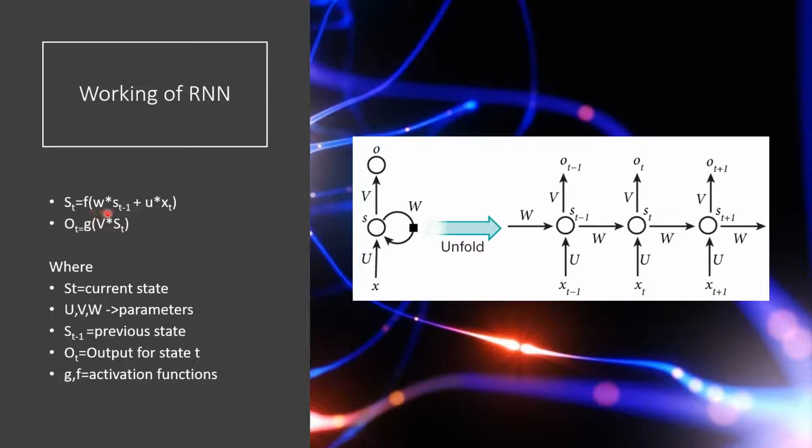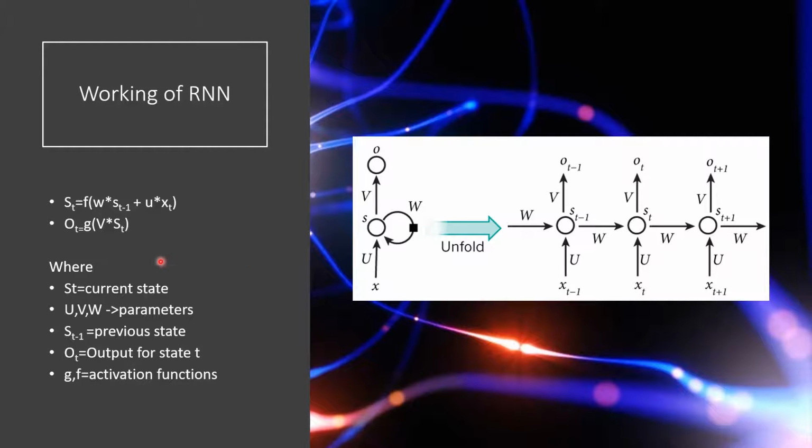St is equal to function of f w into st minus 1 plus u into xt, and ot is equal to g of v into st, where xt is the input at time step t. St is a hidden state at time step t. It is a memory of the network. St is calculated based on the previous hidden state and input at the current step. The function f is usually a nonlinear function such as a tanh or ReLU, which is required to calculate the first hidden state. Ot is the output at step t.